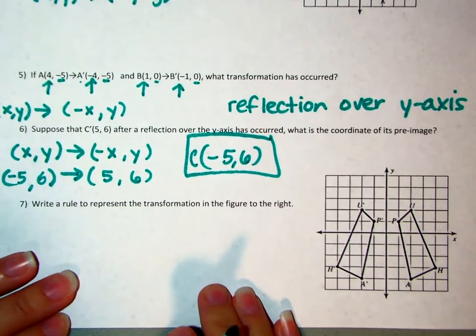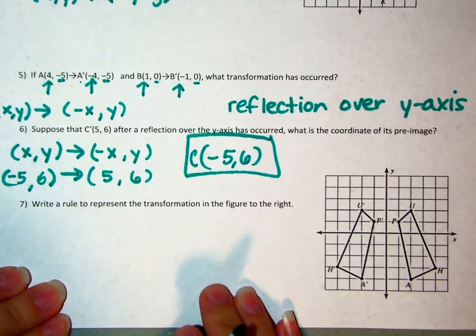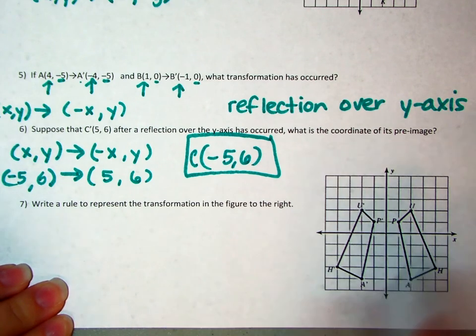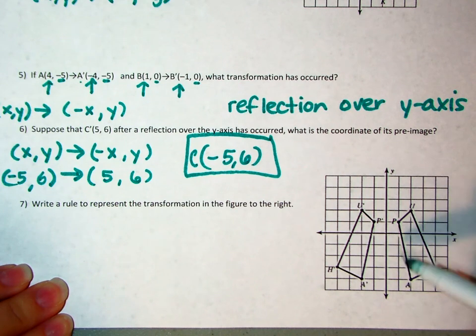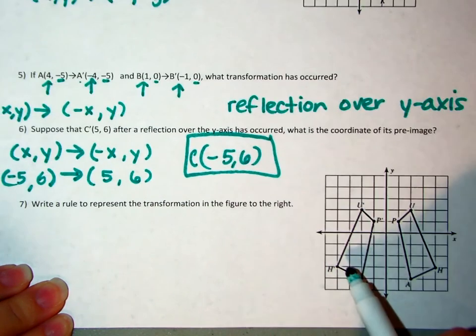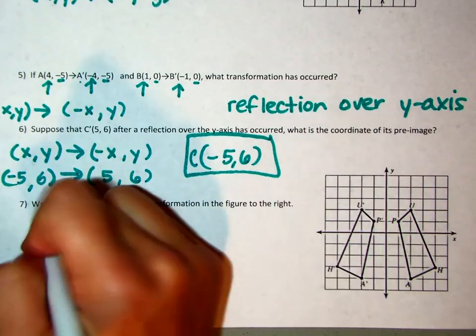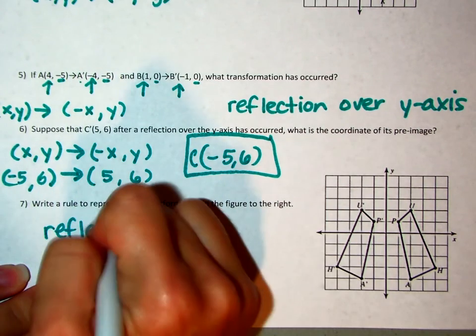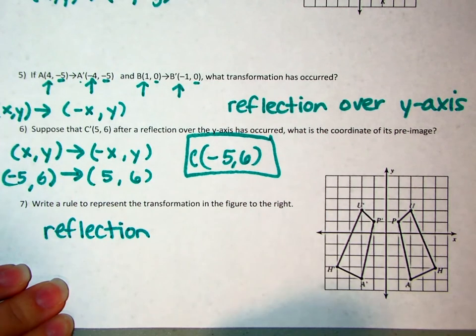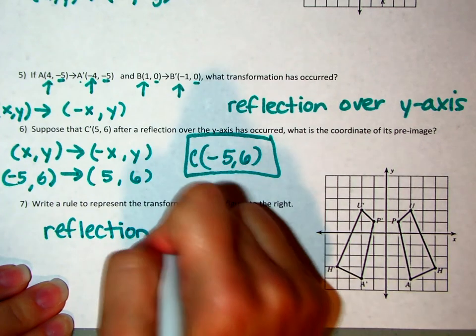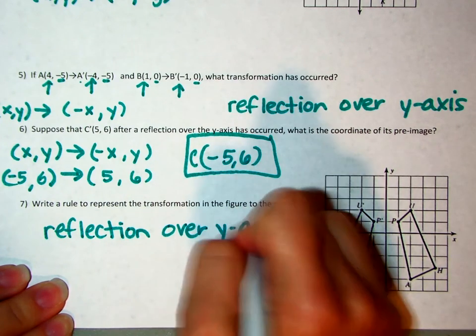In the last question here, it says write the rule to represent the transformation. The first thing you need to do is figure out what the pre-image is, and you'll know that because it won't have any primes. So this figure here is the one that is the original image because there are no primes on it. This is the pre-image. That means this one here is the image. And we see that a reflection has definitely happened. Now we just have to figure out what it reflected over. Well, this whole image flipped over the y-axis, so this is a reflection over the y-axis.